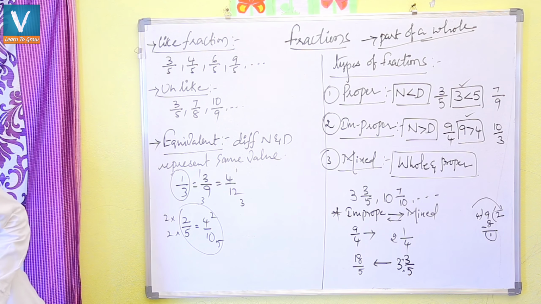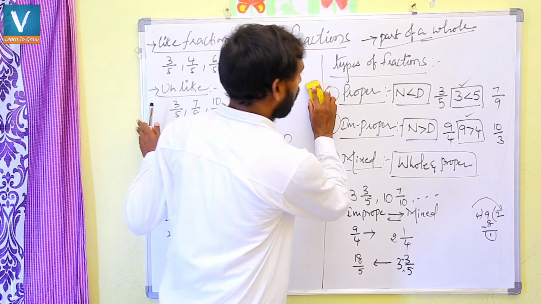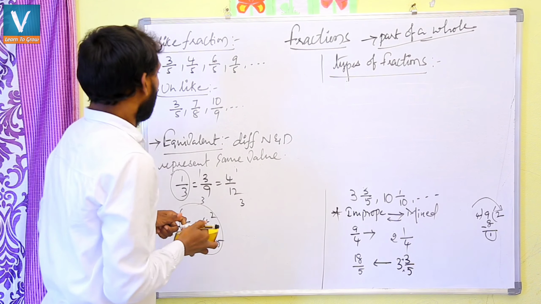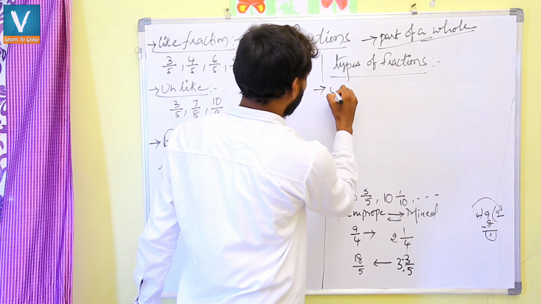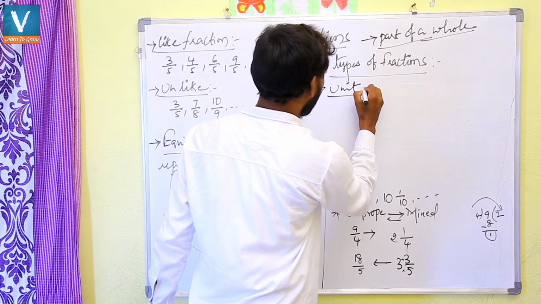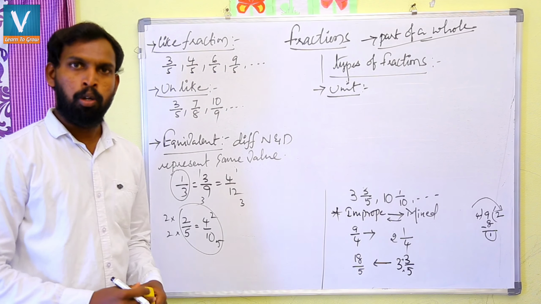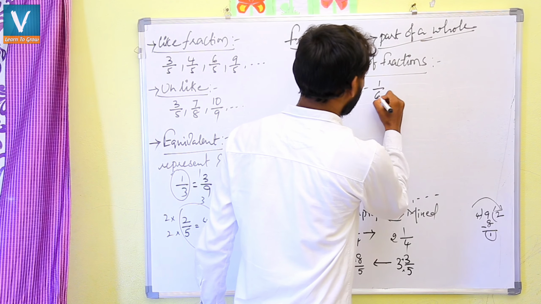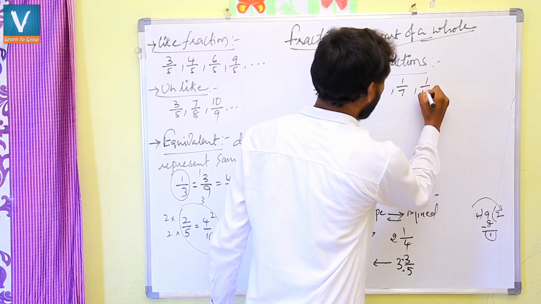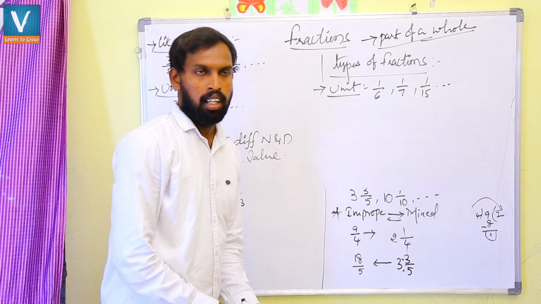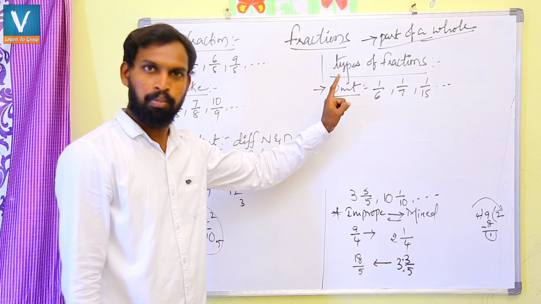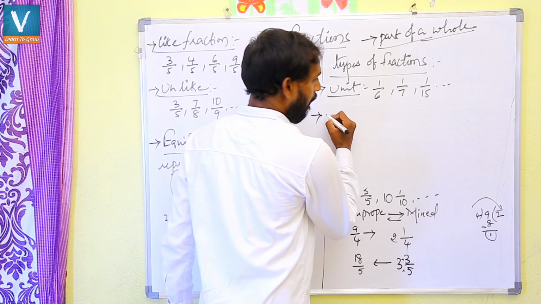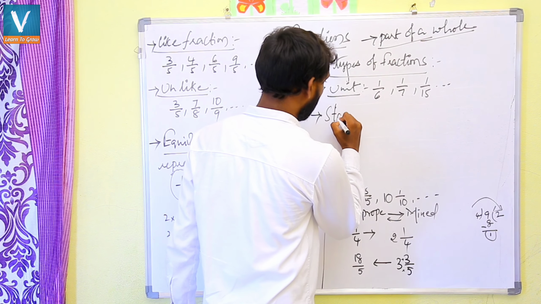Next one is about the unit fraction. If the numerator of the given fraction is 1, those are called unit fractions. Nothing but 1 by 6, 1 by 7, 1 by 15, like this. If in the given fraction the numerator is 1, those are called unit fractions.